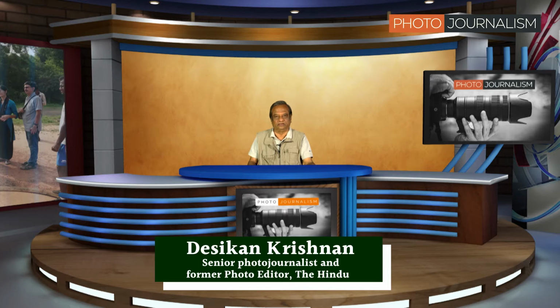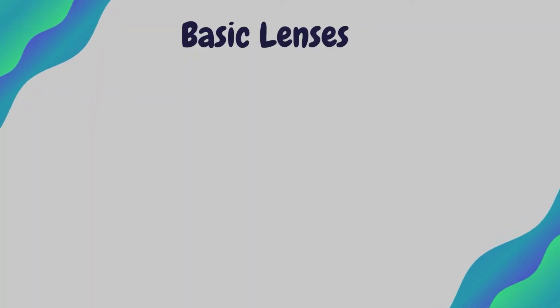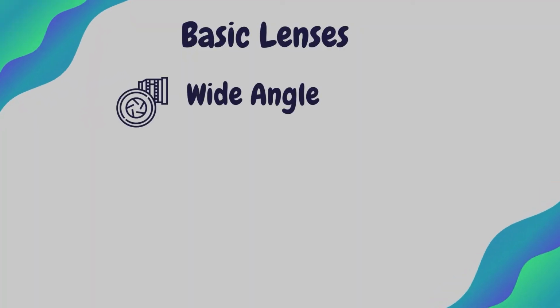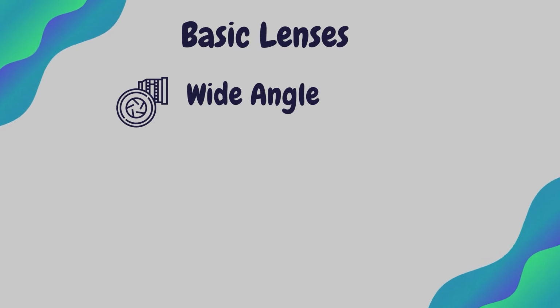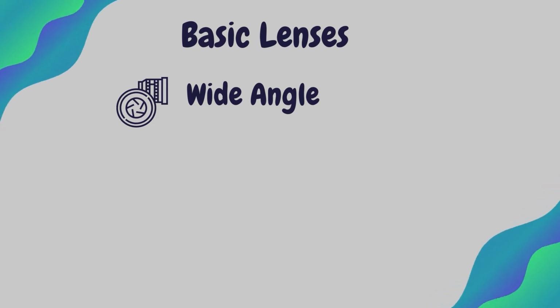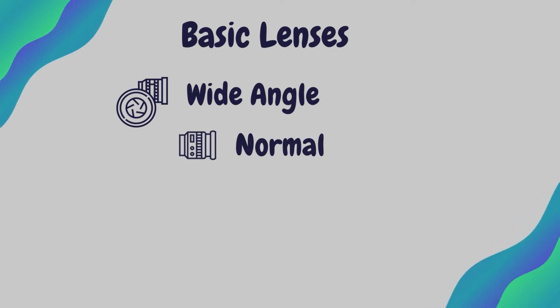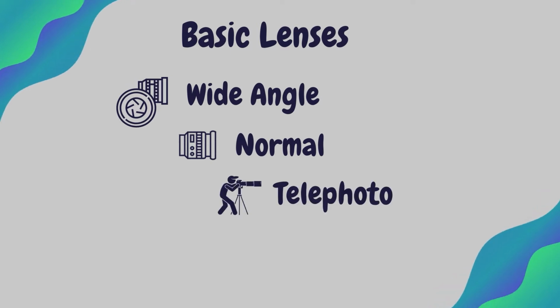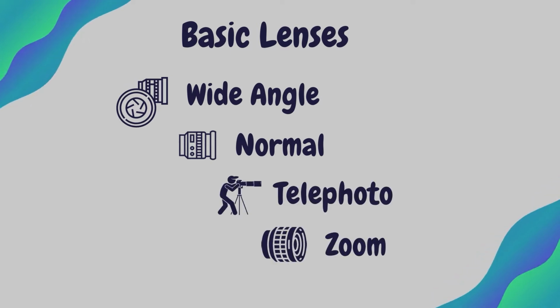We are now going to have a look at lenses. We are not going to have a look at all the lenses that are there, but the basic lenses which we use regularly. They are the wide angle lens, the normal lens, the telephoto lens, and the zoom lens.